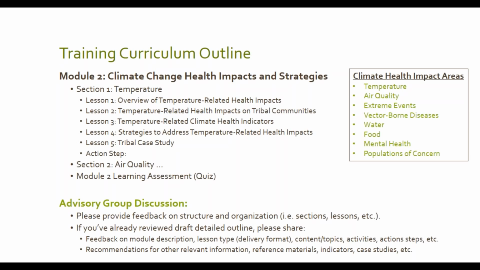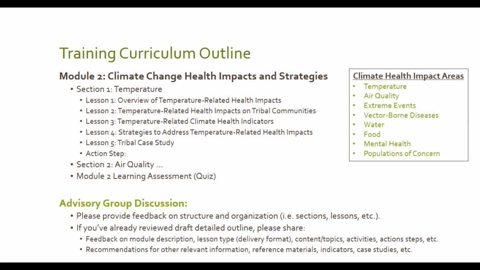The organization is that section 1 is just on temperature. For each section in this module, there's a section on each of those health impact areas. This is an example. Lesson 1 would be an overview of temperature-related health impacts, and that would include a nice chart that talks about climate drivers, exposures, and health outcomes. Lesson 2 is temperature-related health impacts on tribal communities. So what specific health impacts are being experienced by tribal communities, or concerns, or traditional knowledge, what's specific to tribal communities. Lesson 3, temperature-related climate health indicators.